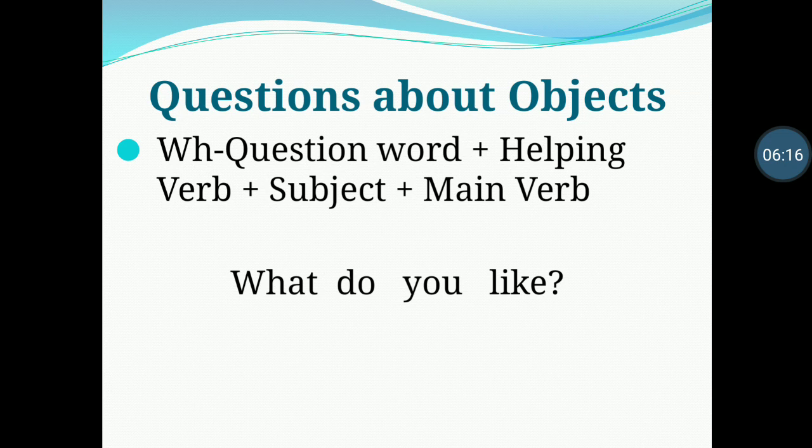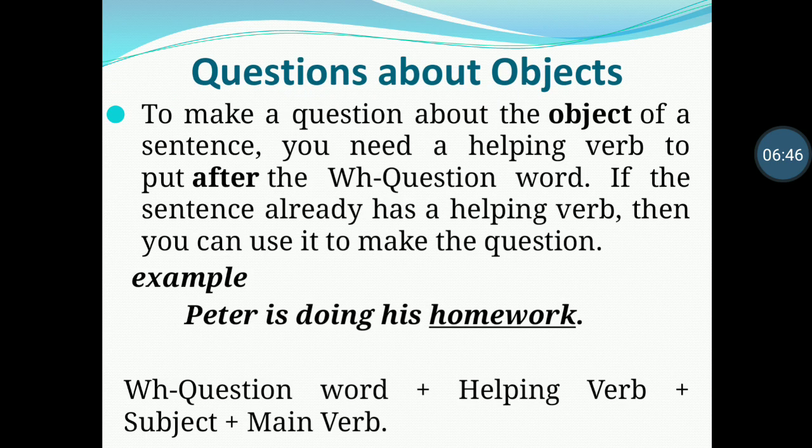Suppose you are framing a question about the object, we need to follow some rules. First, we need the appropriate WH word, and then a helping verb, and then a subject, and then the main verb. So for example, what do you like? What is the WH word, do is the helping verb, you is the subject, like is the main verb. So this is how we have to frame a question about the object.